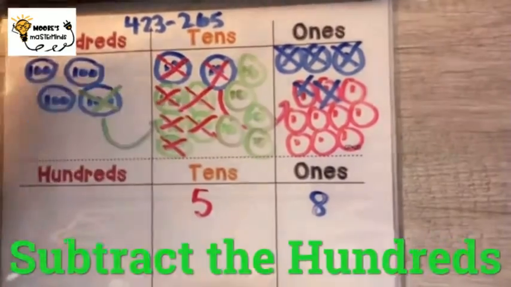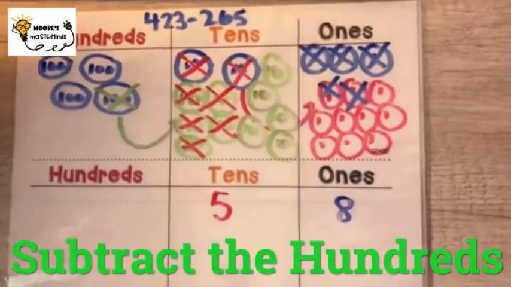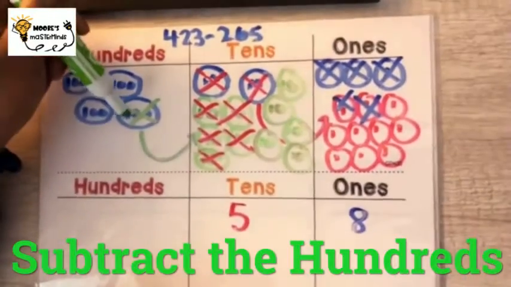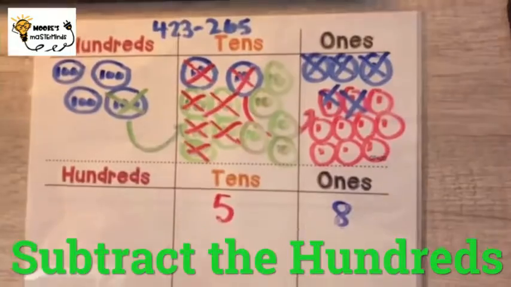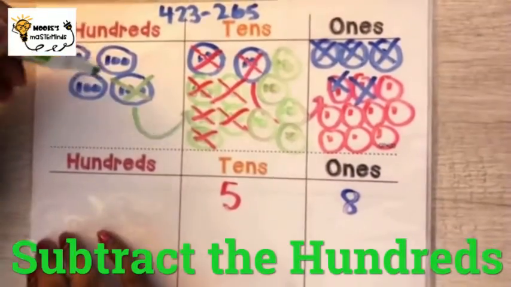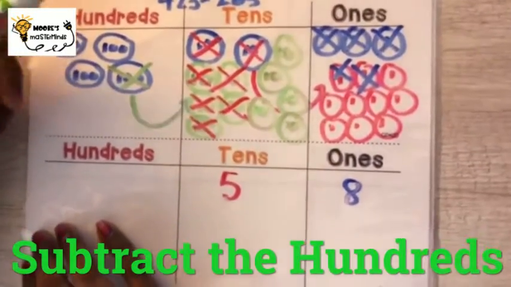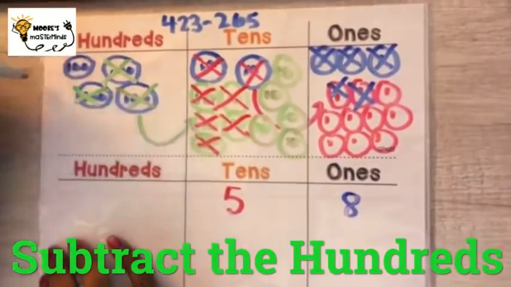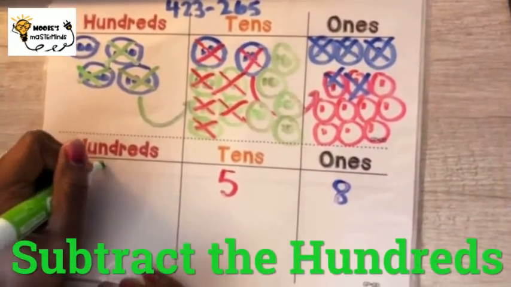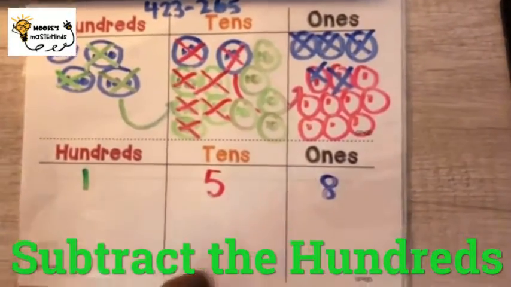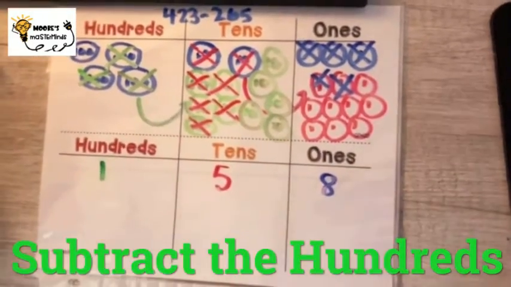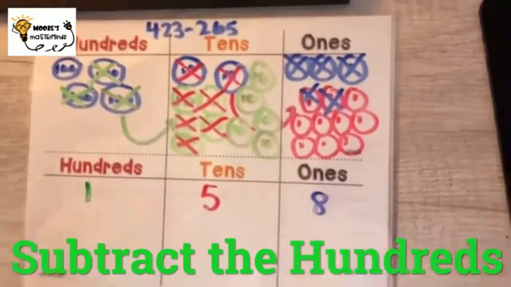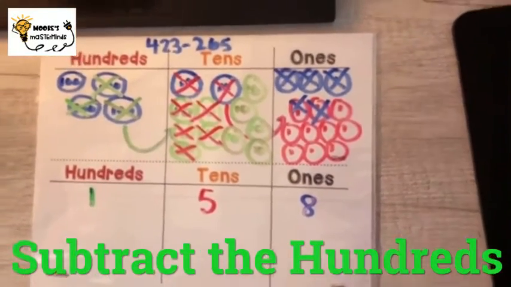Now we can subtract the hundreds. So I have to take away 2 hundreds. Remember, we broke down 100 and we had to change that to 10 tens. So let's go ahead and do that. 1, 2. That leaves me with 100. And there you go. So 423 minus 265 equals 158.